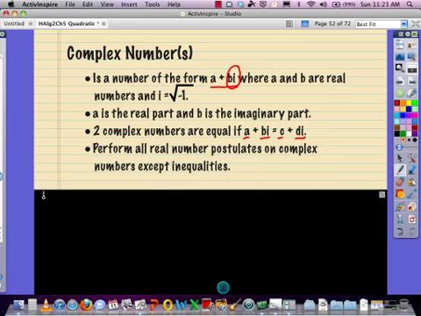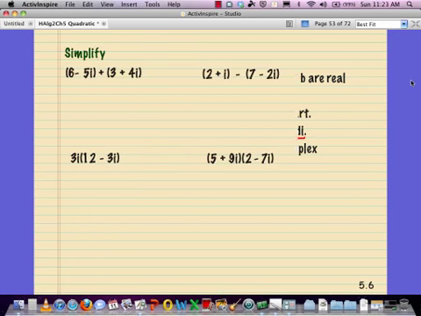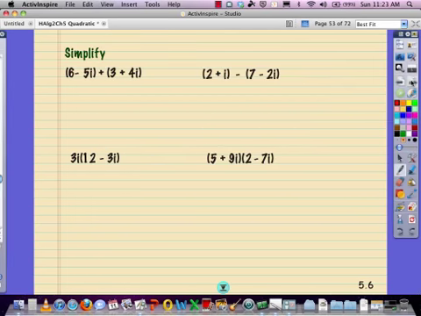And then the last thing to remember when we're working in the complex numbers is that you can perform all your real number postulates, rules, and properties on complex numbers except inequalities. So you can't use any of the inequality rules on your complex numbers. So with that, let's go ahead and try a few examples of what happens in the complex numbers.